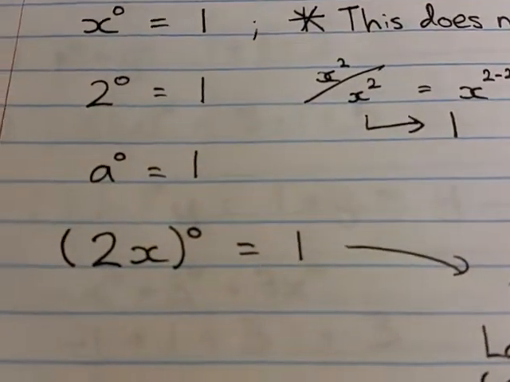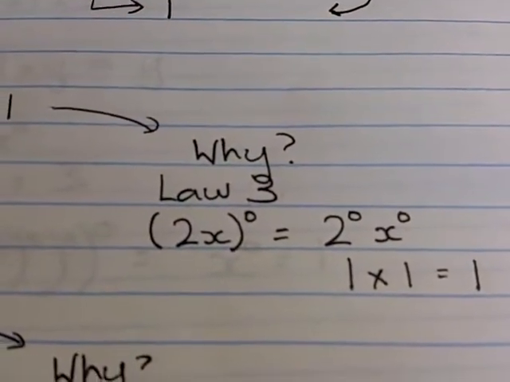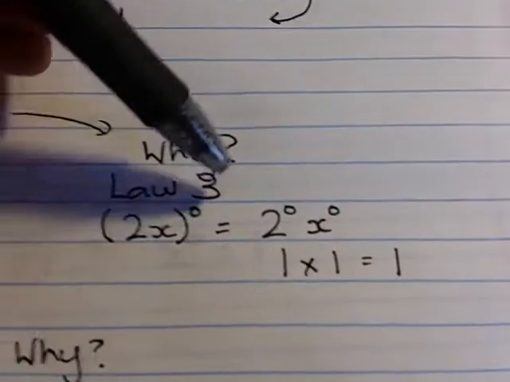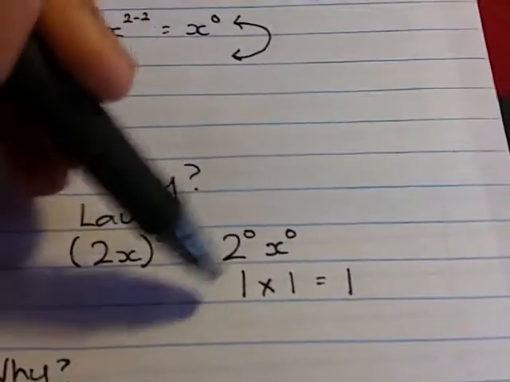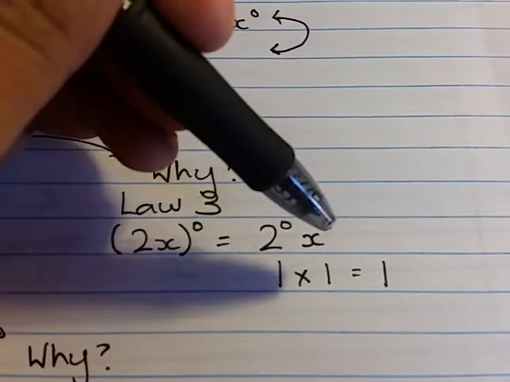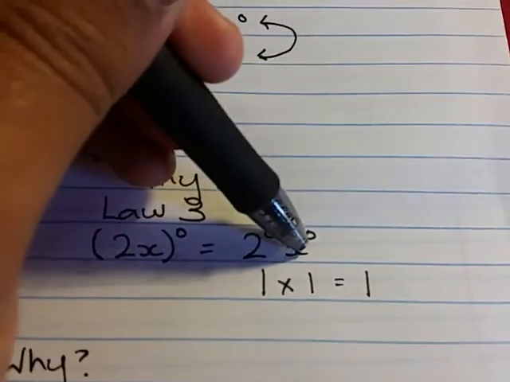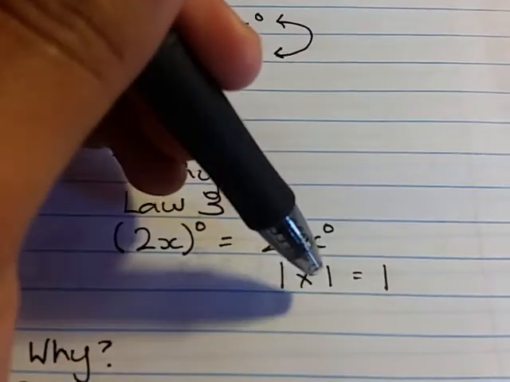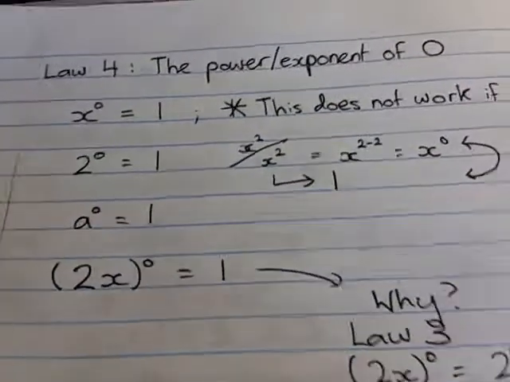So, and that situation occurs also with the numbers. So if I have 2x to the power of 0, then that 0 goes to both the 2 and the x, turning it into 2 to the power of 0 times x to the power of 0. 2 to the power of 0 is 1. X to the power of 0 is 1. 1 times 1 is 1. And that's why something like that works.